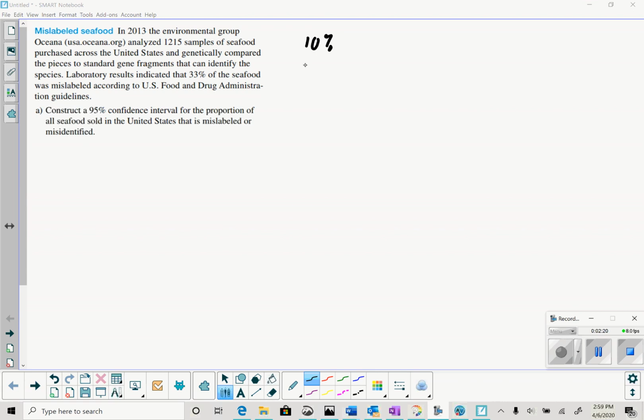Then we need to check the success failure condition. And for this one, you actually need to do some calculations and write some of this stuff out. So in our case here, p hat will be 0.33. And I think they then talk about the converse being q hat, so that'll be 0.67. For the success failure condition, we've got to take the sample size, the 1,215, and multiply it by both of these.